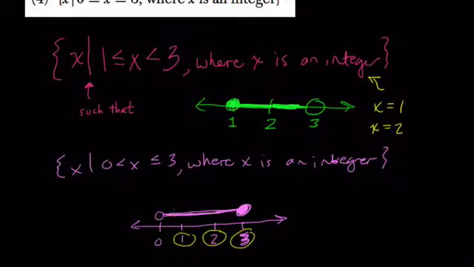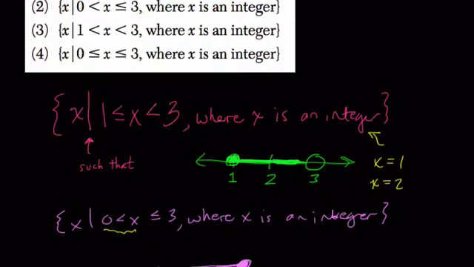It can't be a half, right? That's not an integer. And it can't be 0 here because 0 is not being included. You can see it right here. X has to be larger than 0, not larger than or equal to. So in fact, this gives us 1, 2, and 3. It must be the answer.